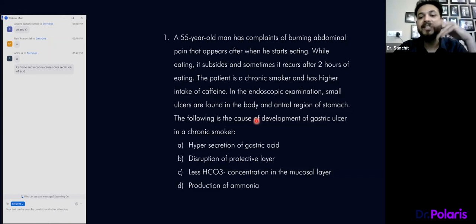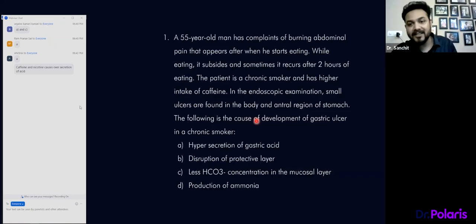Now, why not B and C? Let's talk about it. Disruption of the protective layer and less bicarbonate concentration causes more duodenal ulcers. I am talking about a gastric ulcer. There are two types of ulcers: gastric ulcers and duodenal ulcers. In the duodenum, they are duodenal ulcers. Now, the classical sign of gastric ulcers is that whenever a person eats food, the pain inside the stomach will subside, and whenever that food empties out, the pain will come back. That is a classical example of gastric ulcers. Here, the classical example is also being given.